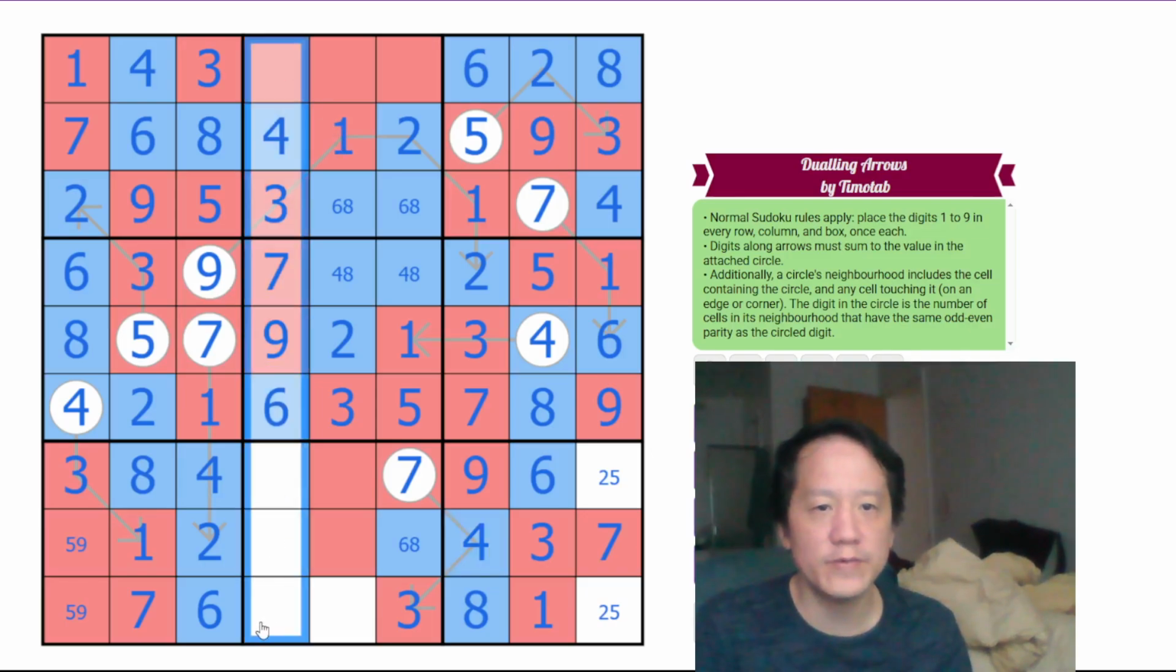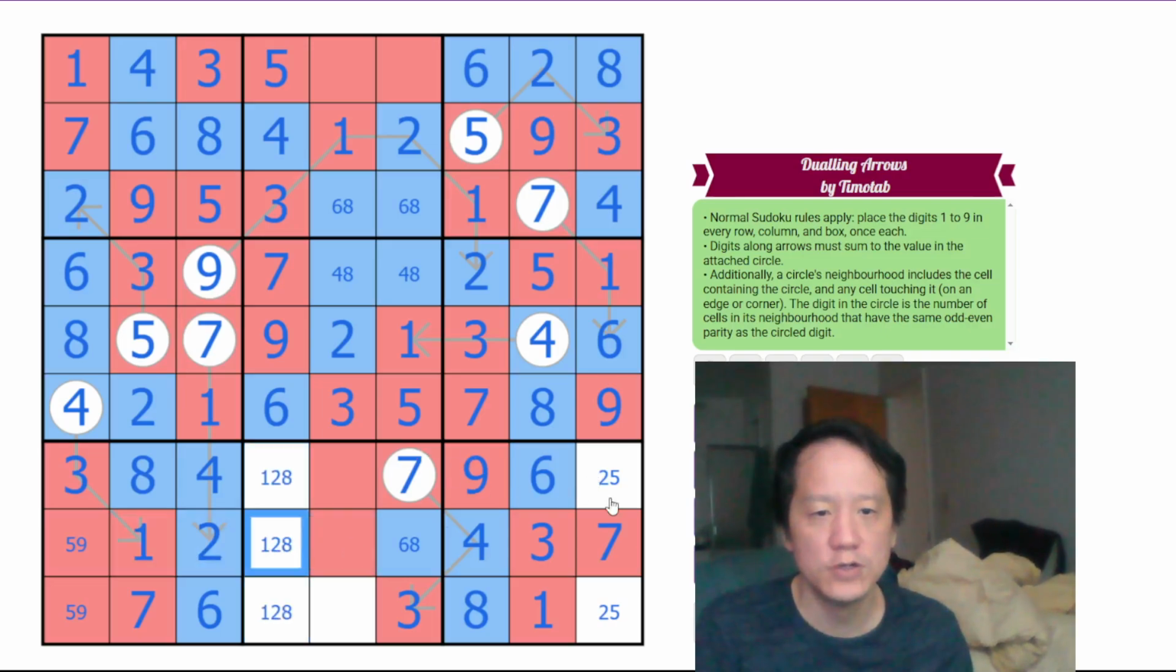In column 4, what are the remaining digits? We have 1, 2, 5, and 8. This cannot be 1, 2, or 8, so this has to be 5, which leaves 1, 2, and 8 remaining in column 4. This can't be 1 or 2 because of the 1 or 2 in the row, so this is 8. This can't be 1 or 8, so this is 2, which makes that a 1. So this is odd, and these are even.